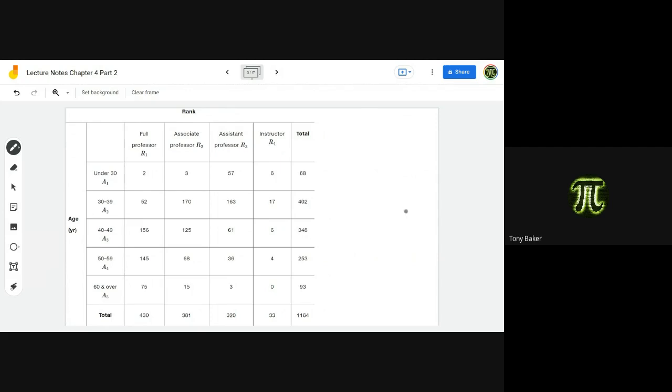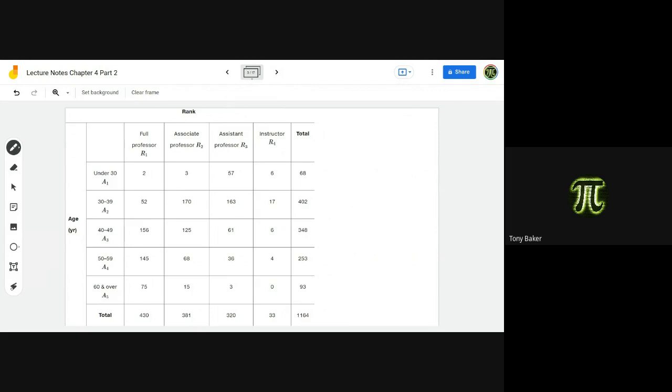All right, so this is a contingency table. If we get outside of the realm of card games and gambling, this stuff actually does exist as well. These are known as contingency tables. If we look at it, we've got the breakdown of under 30, the number of full professors, associate professors, and so on, and then the total.